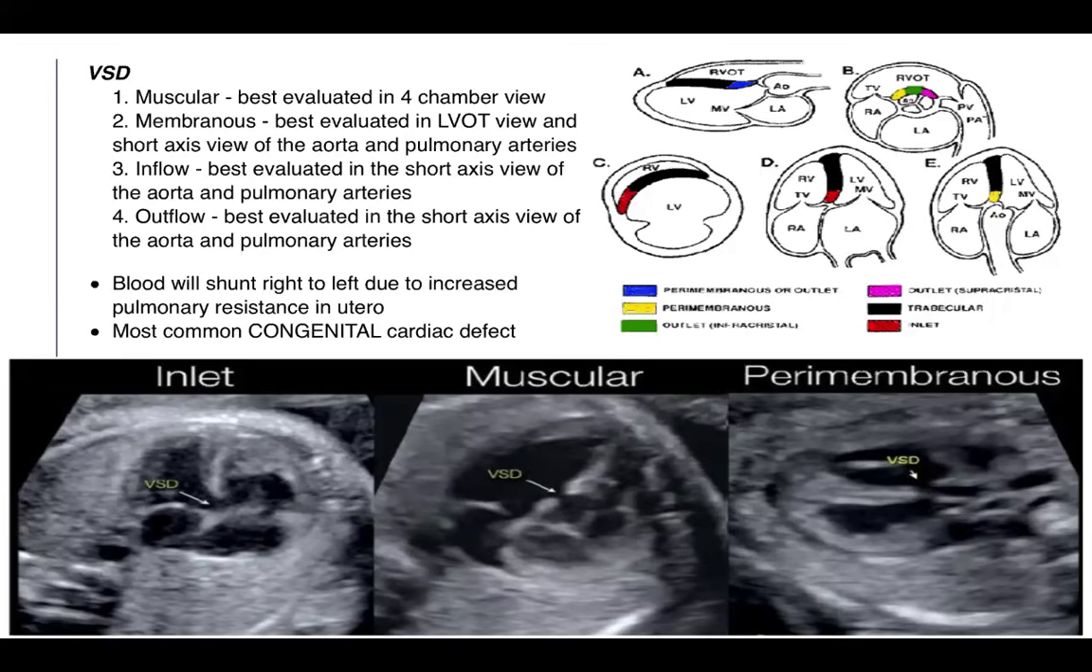Now the inflow VSDs are best evaluated in the short axis level of the aorta and the pulmonary. Okay, see here, you've got the inflow inlet, and then we have the outflow, which is best evaluated in the short axis view. You see the aorta and pulmonary.